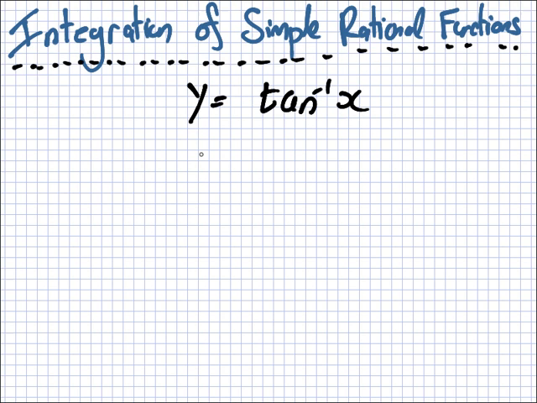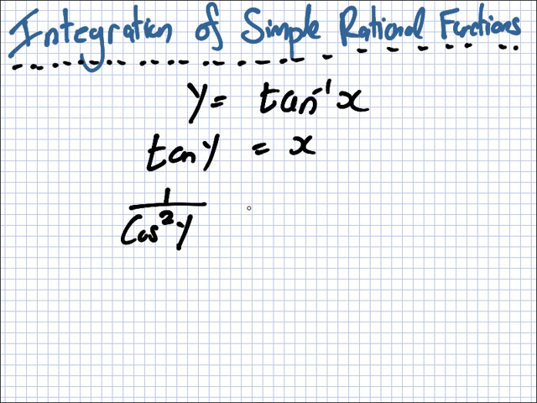So, does anyone remember what I should do first? Tan both sides. Like that. Now I differentiate. So what's the derivative of tan? 1 over cos squared y. And dy dx. And derivative of x? 1. So what does dy dx equal?